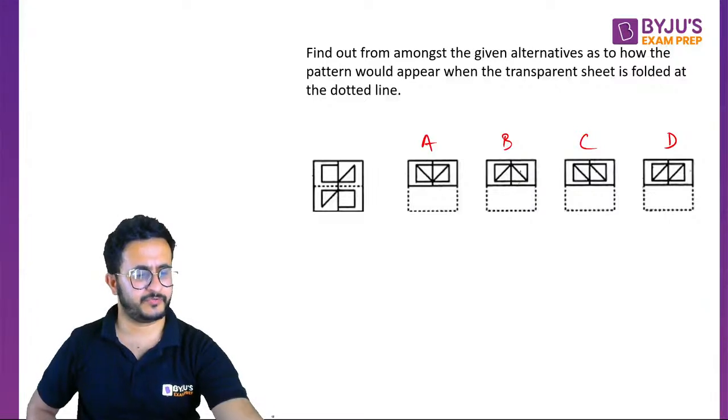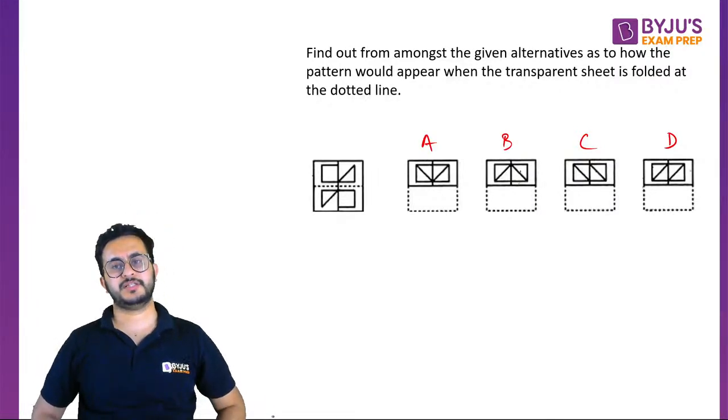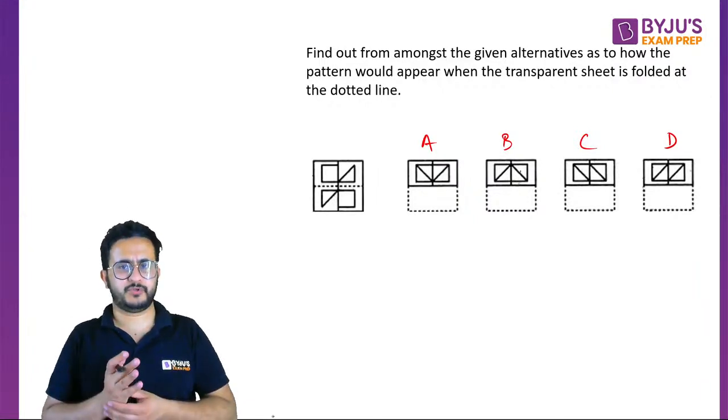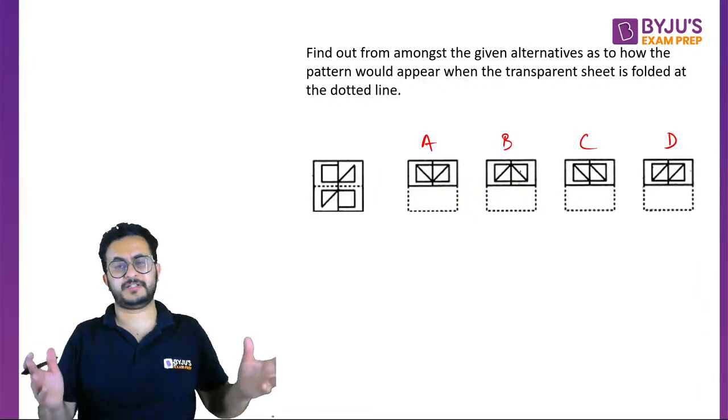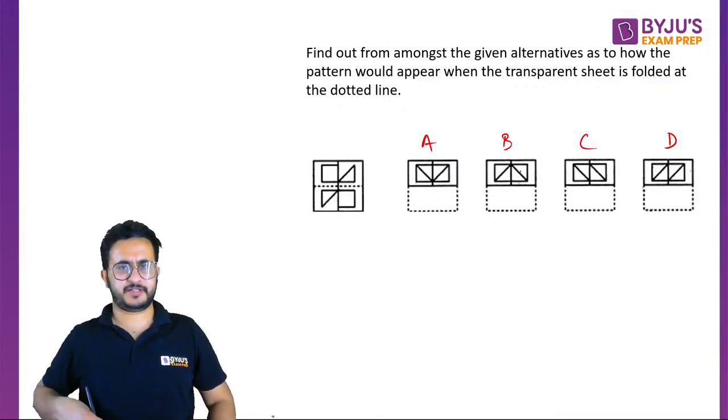Abstract reasoning is about visualizing things. You have to visualize how things appear when you fold them, you rotate them, and you take reflection of them along a particular line. Those are the principles: your reflections and your rotations.